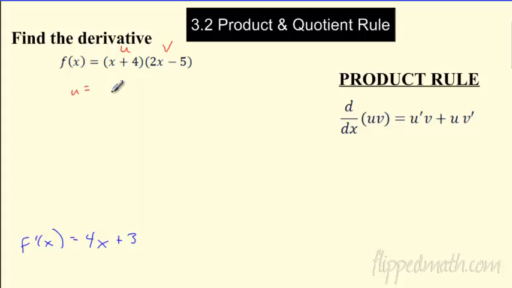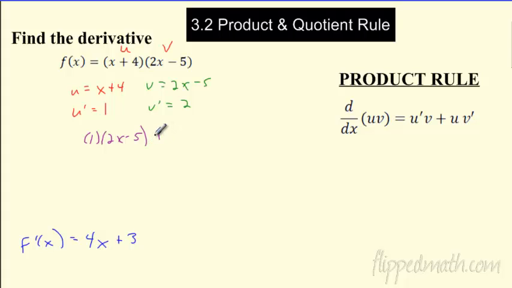So u, if you want to write it all out, u is x plus 4. What's the derivative of u? Well, it's just 1, isn't it? And then I'll use a different color here. v is 2x minus 5. What's the derivative of v? It's just plain old 2. So now let's put this all together here. So it's the derivative of the first, boom, it's 1, times the second, the v. This will be 2x minus 5.